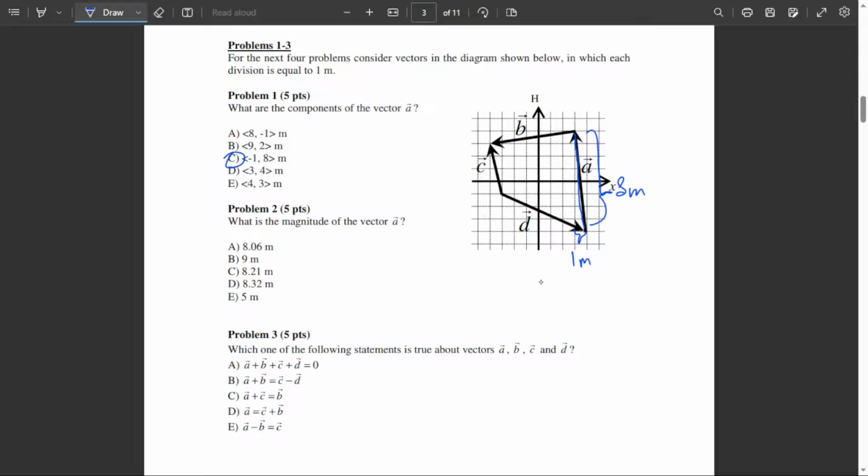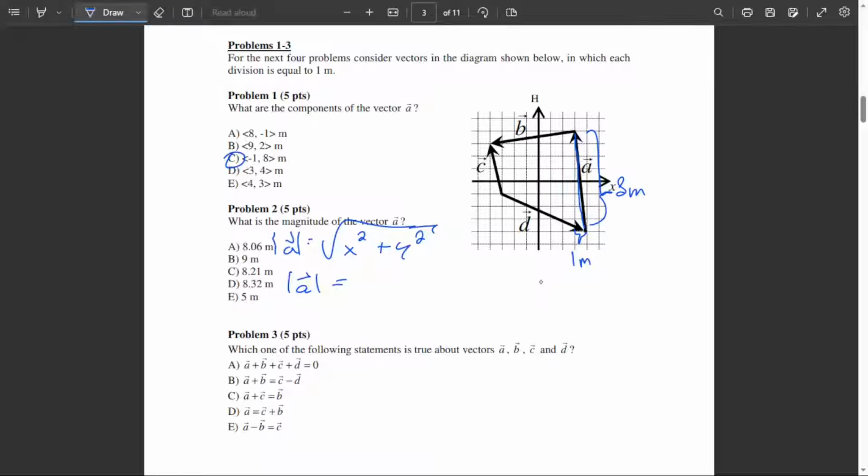Problem 2. What is the magnitude of vector A? In order to calculate the magnitude of a vector, it is the same thing as calculating the length of a vector, calculating the length of this line. The equation is the square root of the x component squared plus the y component squared. If this was in 3 dimensions, we'd add in the z component squared, all under the radical.